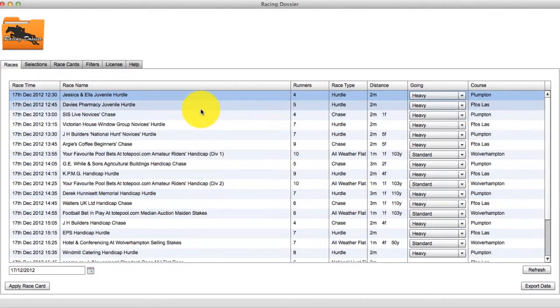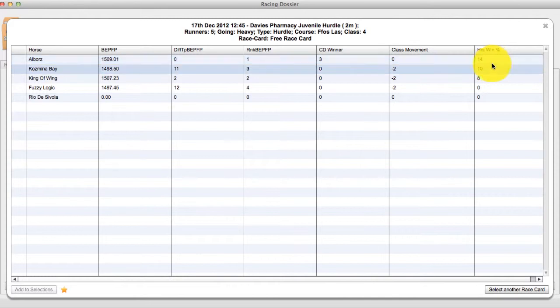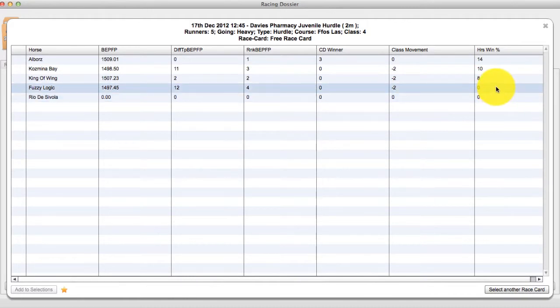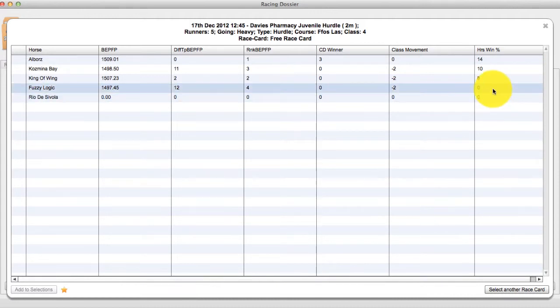We've got a few minutes until the 12:45, so let's open that race. And we start again by sorting by horse win percent, and we can see straight away that Alborz has won a higher percentage of races than the next best, which is Cosmina, and some of them are yet to win a race at all. And so the question I ask you here is, do you want to bet on a horse that has never yet won a race? Well, the chances are no.